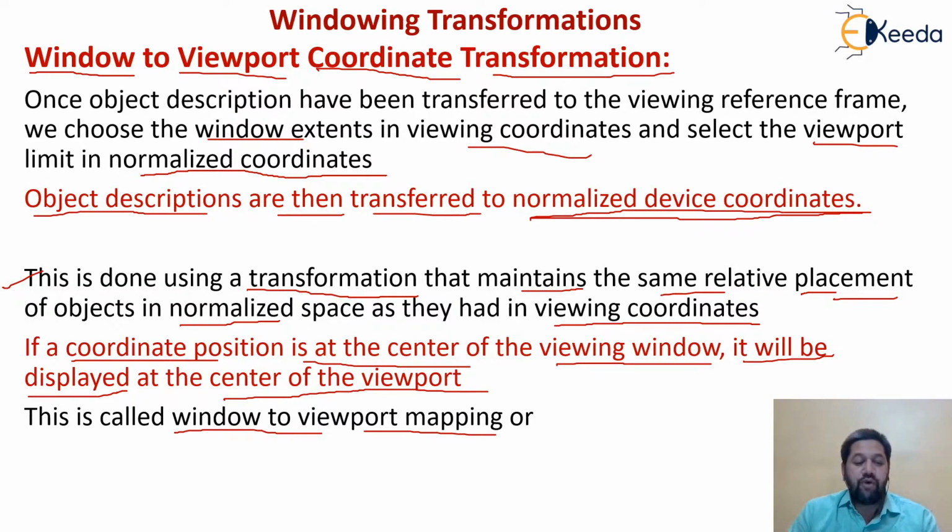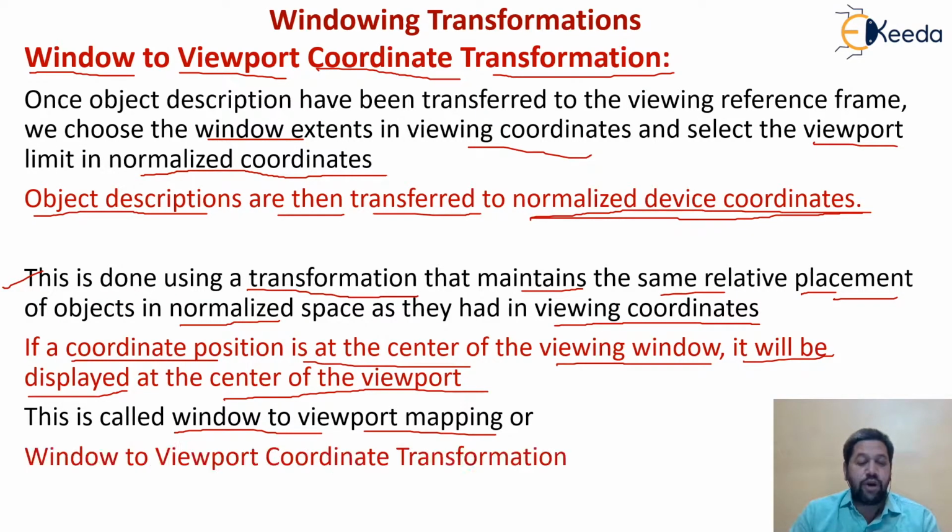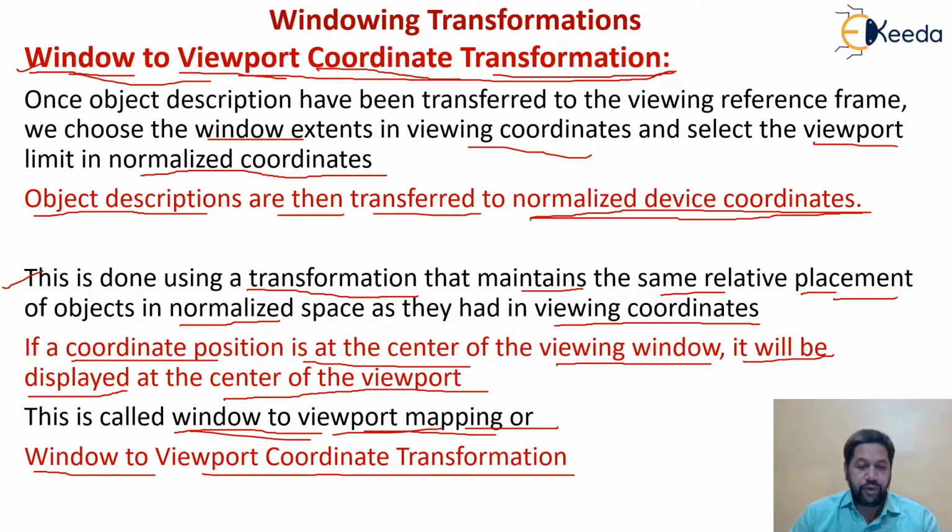This process we call window to viewport mapping, or window to viewport coordinate transformation. We have mentioned this as a heading. Let us understand this in detail with the help of the formula, diagram, and whatever additional detail is required, so that we can learn window to viewport mapping. I am moving to the next slide to continue the discussion.